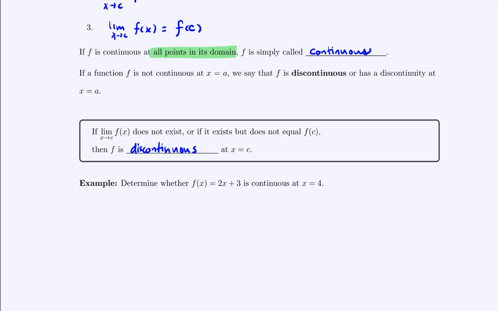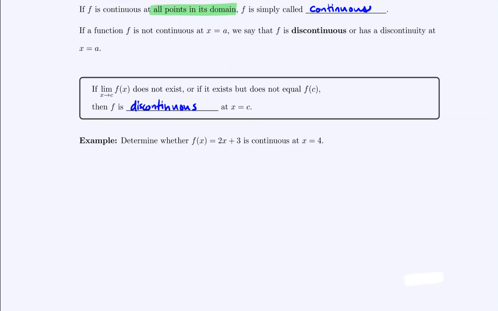Now here we need to determine whether our function f of x equals 2x plus 3 is continuous at x equals 4. That means we need to check our three facts. First, does the function have a value at x equals 4? So we'd look at f of 4. Everywhere there's an x, we plug in 4, and we get 8 plus 3. So the value of the function does exist, it equals 11. All we care about here is that it exists.